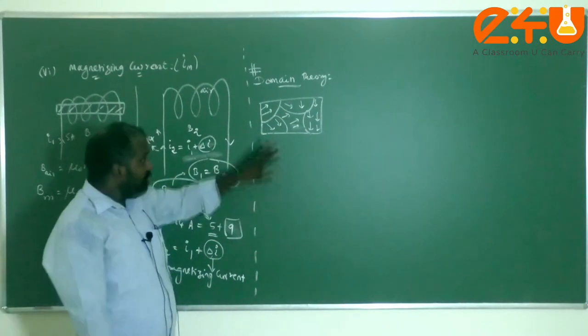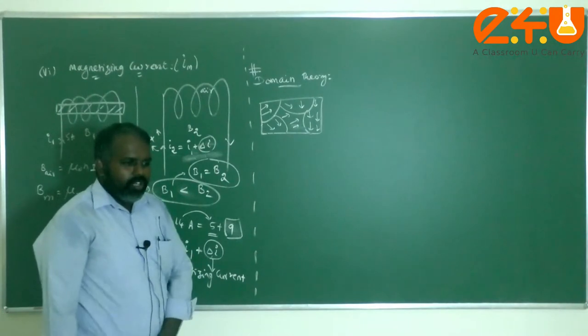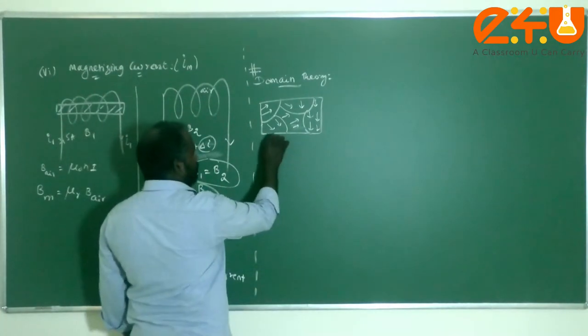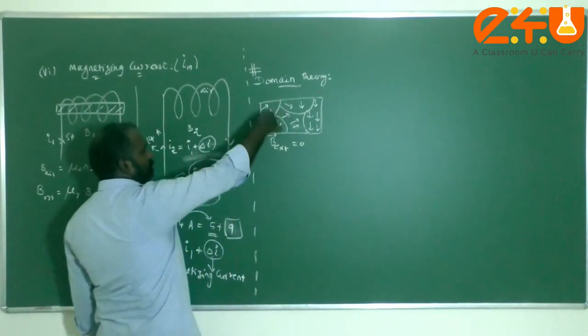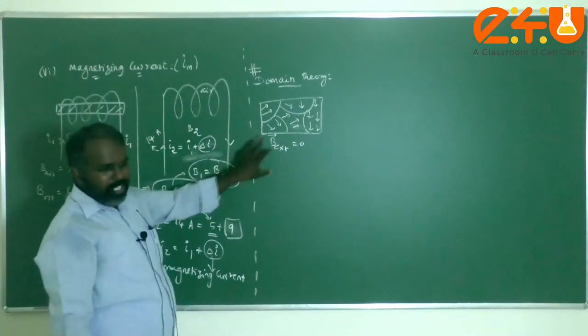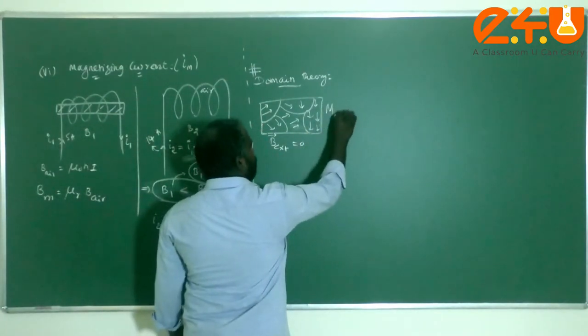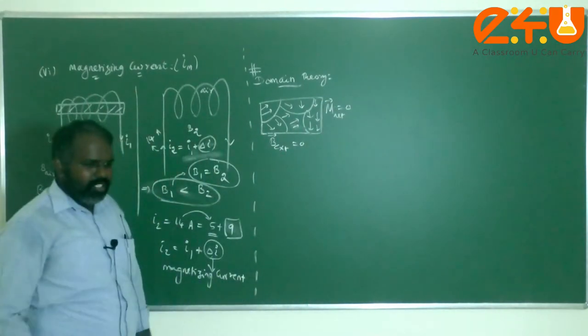This is very similar to polar and non-polar molecules or substances in electrostatics. Now please see that this is when B external is zero, the external magnetic field is zero. This is the case: due to the random directions, the net magnetic moment will be zero. So M net vector will be what, children? Zero. Yes, net magnetic moment will be zero.